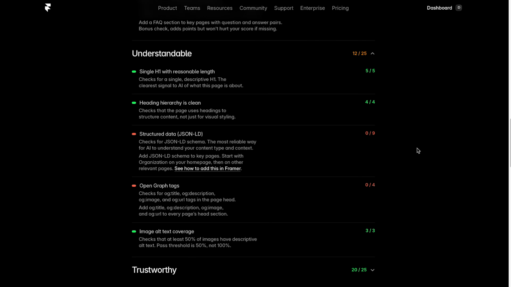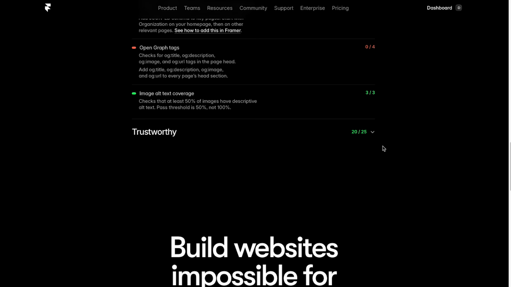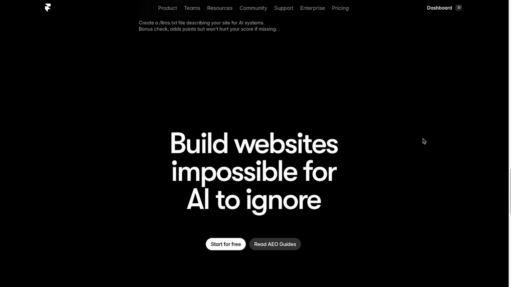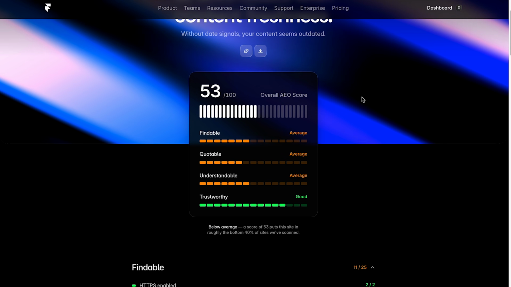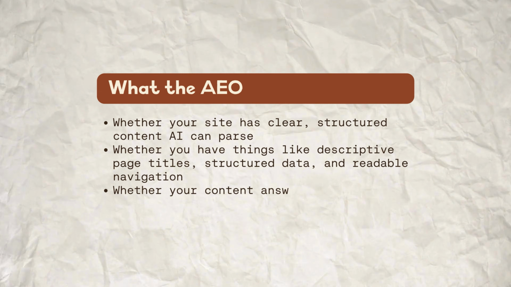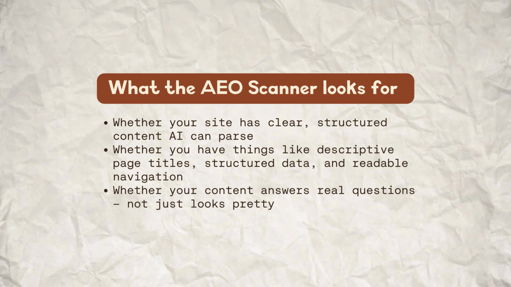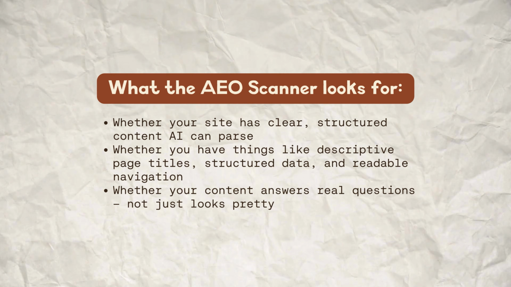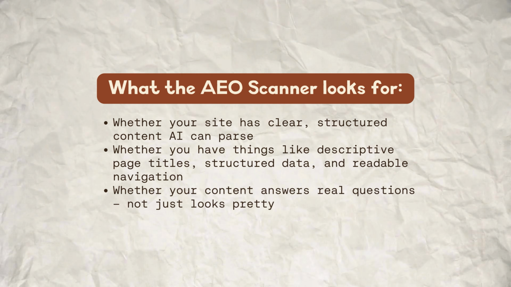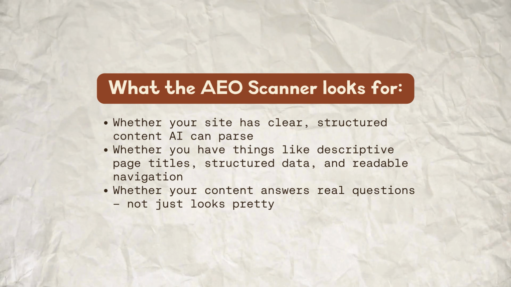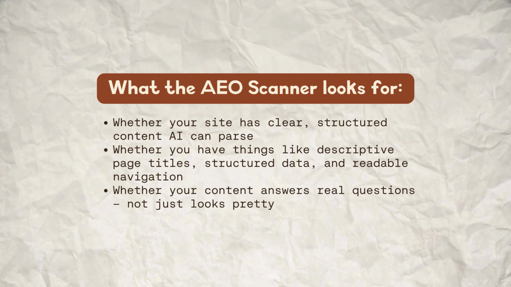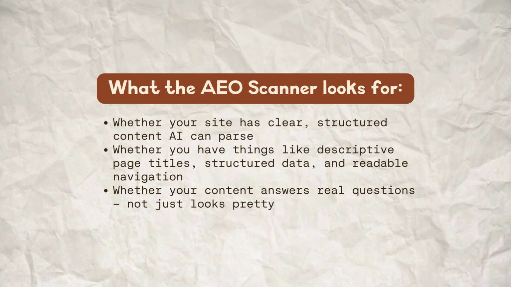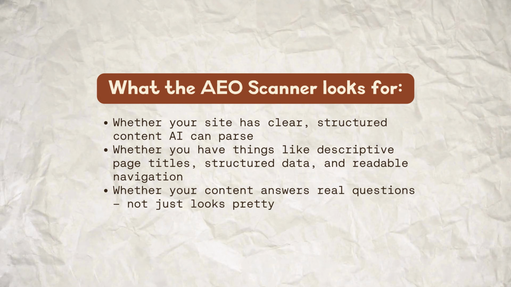So I would recommend scanning your guys' website right now if you're still watching this video. Take a look and see if your site is actually going to be read by AI tools, because this could be definitely hurting your visibility if it's not. The biggest things that this tool is going to look for is whether your site has clear structured content that AI can actually parse. It's also going to tell you whether you have things like descriptive page titles, structured data, and a readable navigation. And it's also going to check if your website answers real questions and has real content, not just a pretty website.